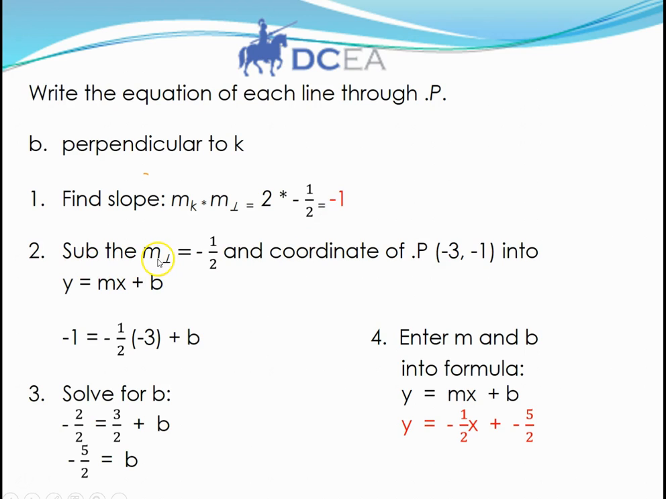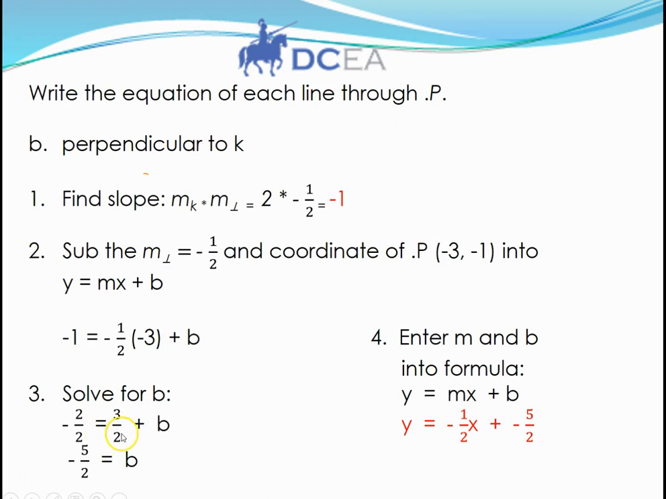Substitute the slope of the perpendicular line, which is negative 1/2, and the coordinates of point P, which is (-3, -1), into your slope-intercept formula. So y is negative 1 equals negative 1/2. In the first part you had your slope of 2. Now we've just substituted the negative 1/2 times the x-coordinate, which is negative 3, plus b.